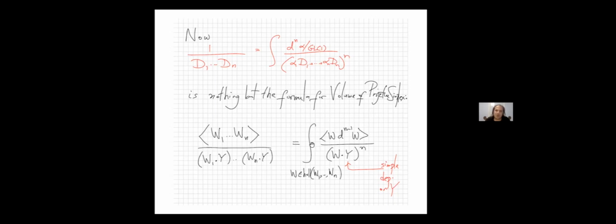Okay, so when W is inside the hull, the integral over W inside of the hull of these W1 through Wn of 1 over W dot Y to the n. And from the point of view of loop integration, the crucial thing about this is while the left-hand side has a quote unquote complicated dependence on Y, the right-hand side has a very simple dependence on Y, just this power of 1 over W dot Y to the n.